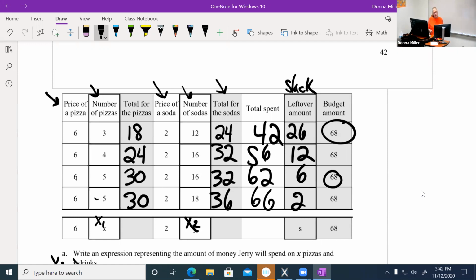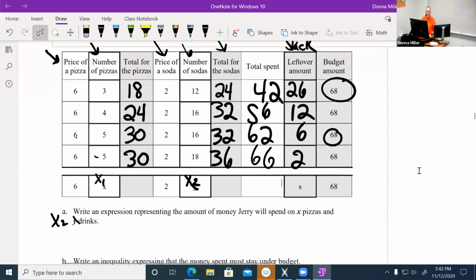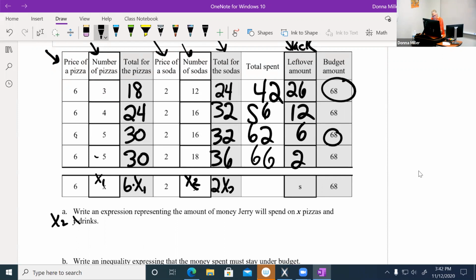All right, now we're going to put it in terms of X1 and X2 rather than X and Y, all right? So if I buy X1 pizzas, the total price for the pizzas would be 6 times the number of pizzas, which I called X1. Is that okay? The money I spent on soda would be 2 times X2, right? It's just $2 times the number of sodas I bought. So the total spent would be the sum of these: 6x1 plus 2x2. That would be the total amount of money I spent.